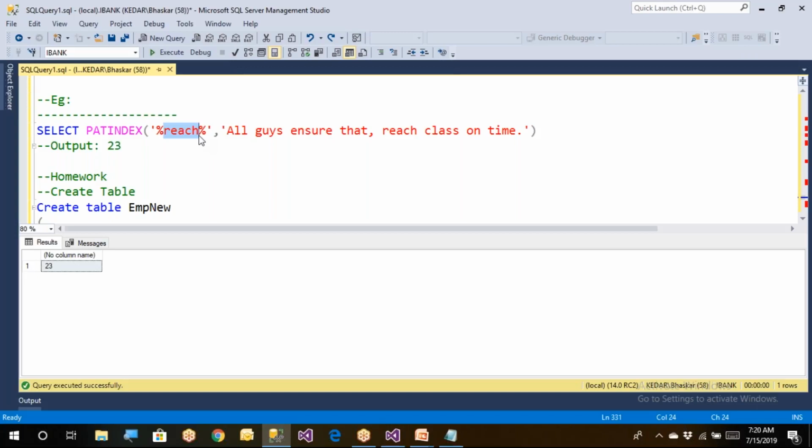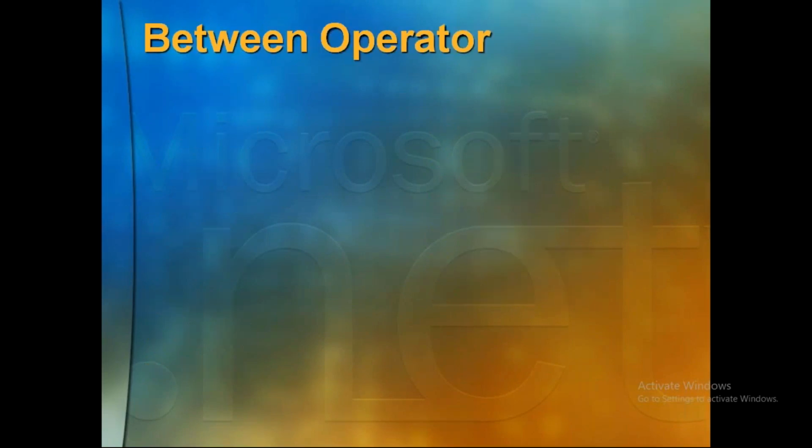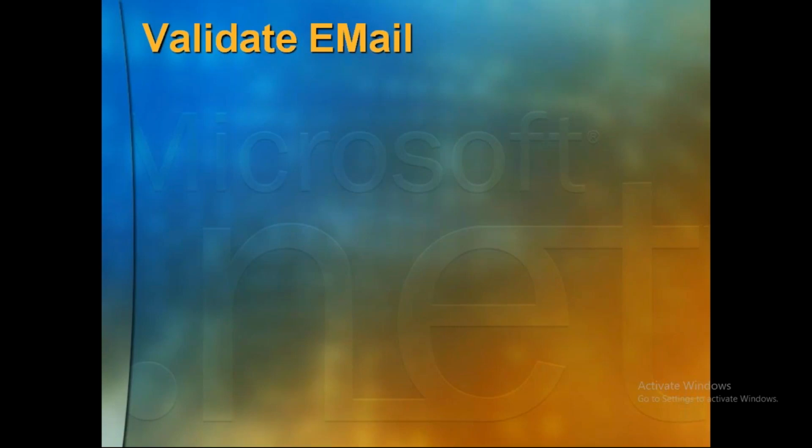So that is what pattern index does, but char index is going to give you only the given value in the given string. Otherwise, it will give you a zero. If "reach" is not available, you get a zero here. That's it. If it is not available, you should get the zero. So that is the important thing, char index and pattern index today. Am I clear? If I want to validate something, you can do that.